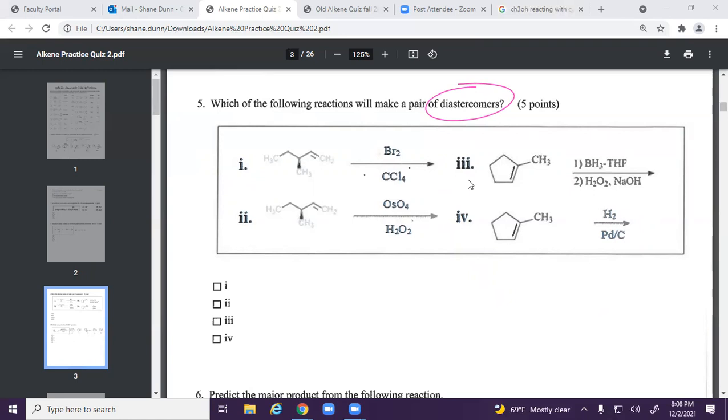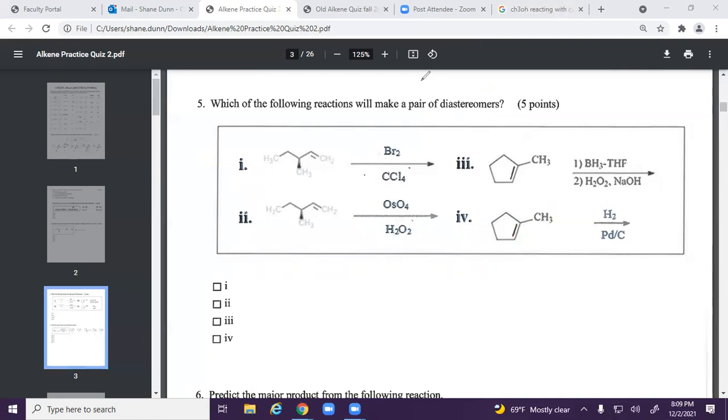Here's an issue. Cyclic structures, like these guys right here, are very, very hard to get diastereomers on, right? Because let's attach, for example, an alcohol group. How many stereo centers would this guy have? Would that count as a stereo center right here? It wouldn't, because CH2 and CH2 are right there, so that wouldn't count, correct? So we can already eliminate 3 and 4, just because they're cyclic. And cyclic structures are very hard to get diastereomers on.